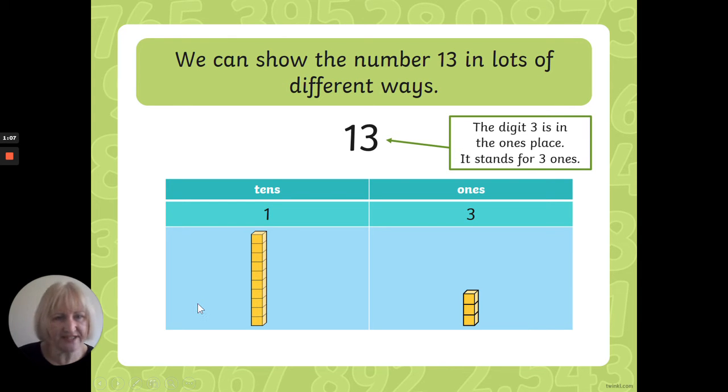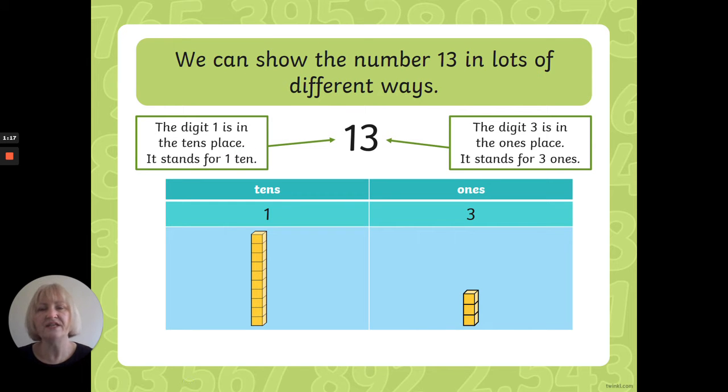The 3 digit is the ones place. So this means that number 3 there, that means 3 ones. And the digit 1 is in the tens place. And that stands for 10. Okay.